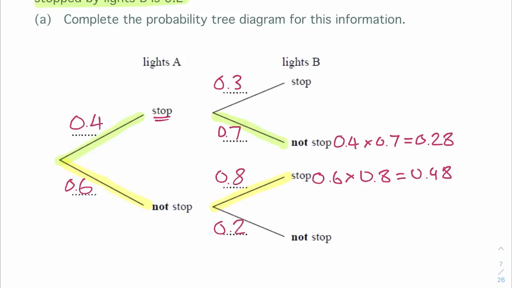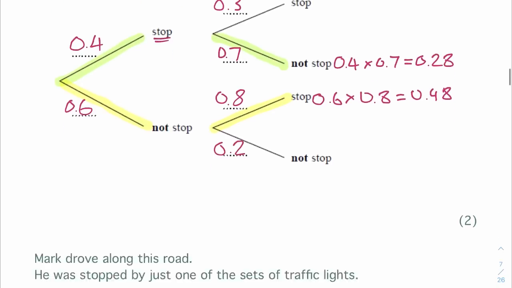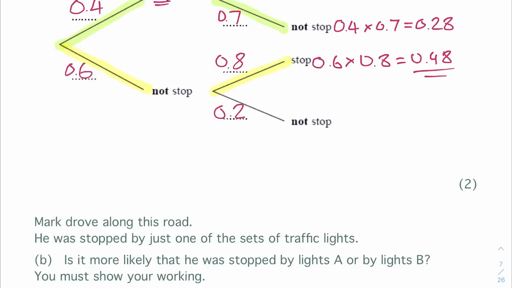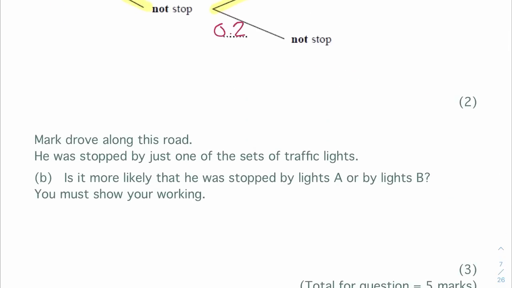So there we go. It is much more likely that he's going to be stopped by traffic light B. There's only a 28% chance that he's going to be stopped by lights A, and there's a 48% chance that he's going to be stopped by lights B. So there we go. That would be our answer there, and we would write that. Obviously, we could write that working out down here or next to the tree. So it is more likely he'll be stopped by lights B. Okay, you'd write that down. More likely to be stopped by lights B.